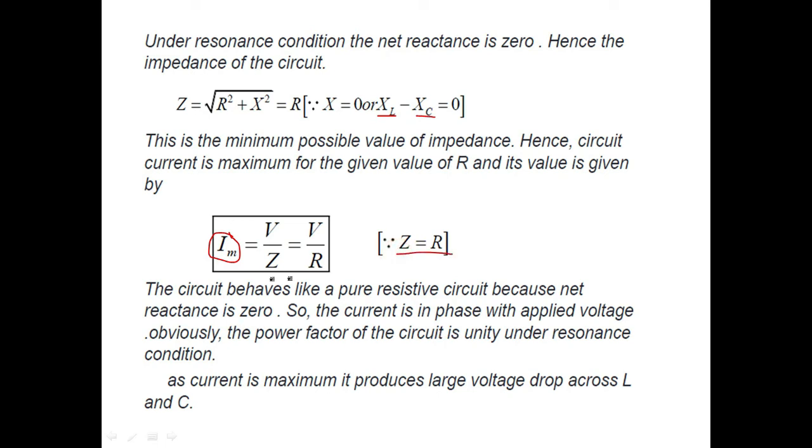Then the circuit behaves like a pure resistive circuit, because the net reactance is 0. So the current is in phase with the applied voltage. Obviously the power factor of the circuit is unity under the resonance condition. Under the resonance condition, as the current is maximum, it produces a large voltage drop across the L and C.